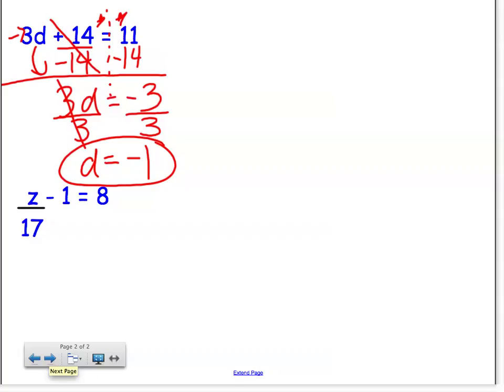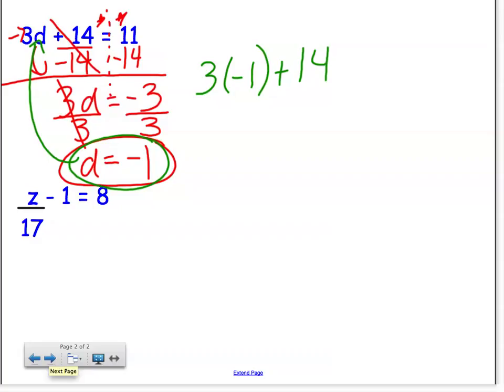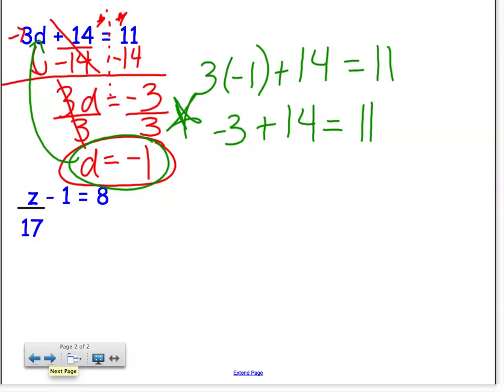Now is there a way to check my answer? You got it. Plug it in, okay? If I were to put d in right up here, I would have 3 times a negative 1 plus 14 equals 11. 3 times a negative 1 is going to be a negative 3 plus 14. Negative 3 plus 14, I know that I subtract and take the sign of the bigger number, which would actually give me a positive 11. So we know we got that one right.